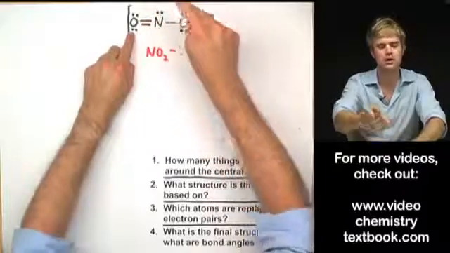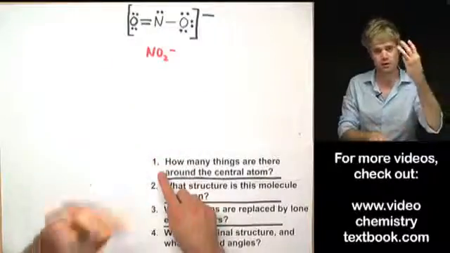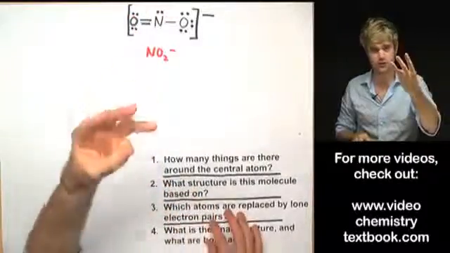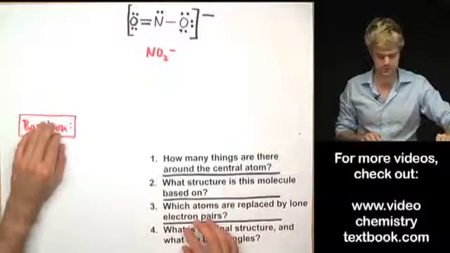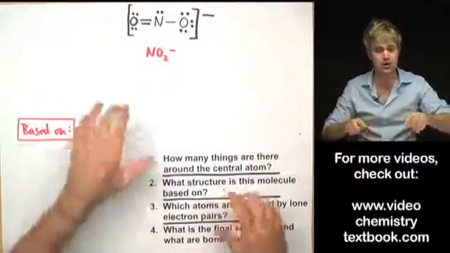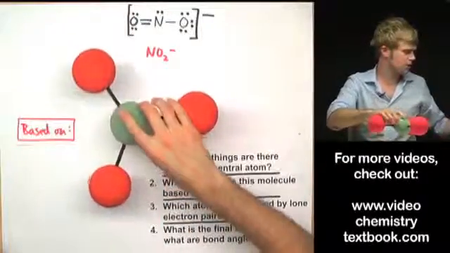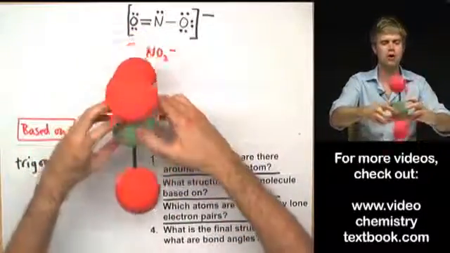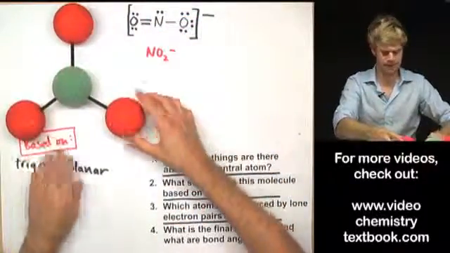So we have 1 bond, 2 bonds, and then 1 unshared electron pair. So for this molecule, we have 3 total things around the central atom. 2 bonds, 1 unshared electron pair. 3 total things. So now that we know we have 3 total things, we ask, what structure is this molecule based on? In other words, what structure would have 3 things around a central atom and all of them would be other atoms? That would be this shape, which is the trigonal planar shape. It's 3 atoms around a central atom, and all of them are lined up in this plane, which is why we call it trigonal planar. Okay. Now on to number 3.